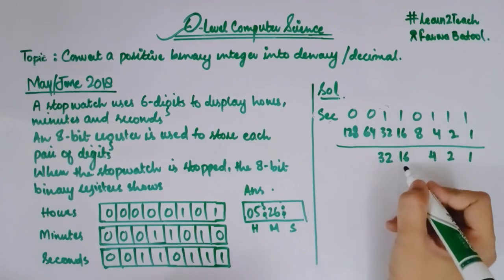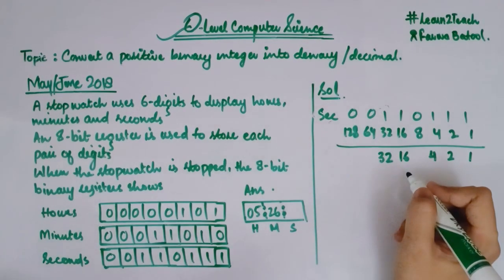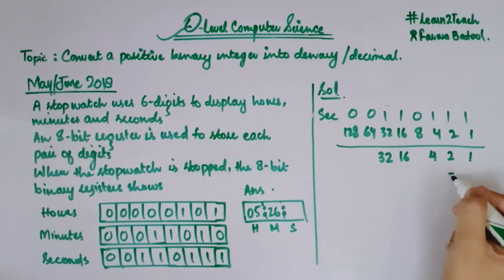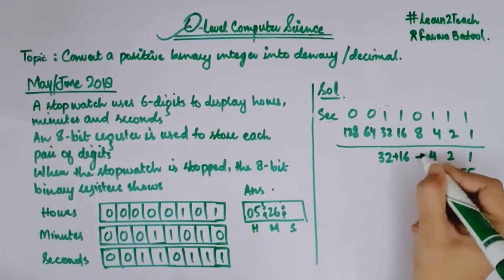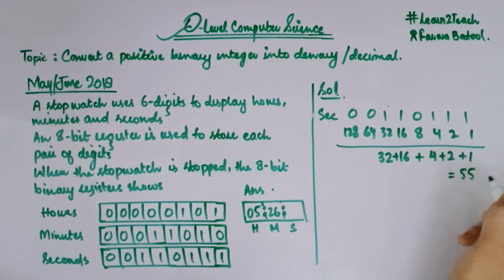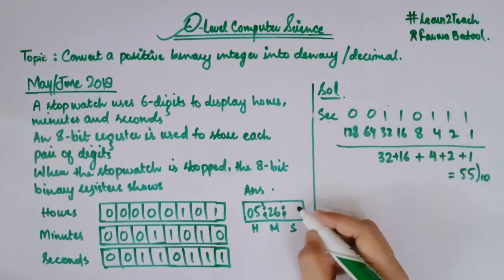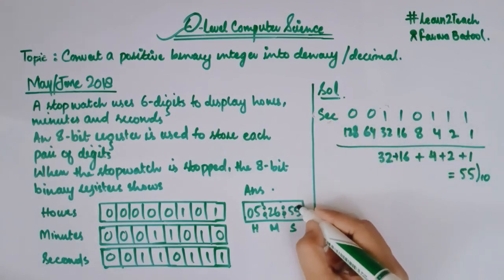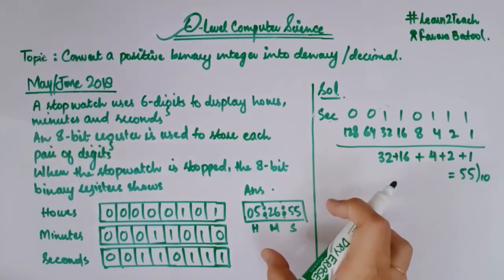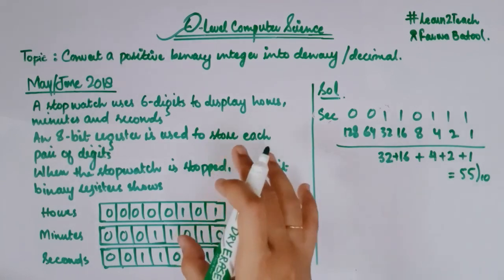So summing it all, it is 55, right? When you are going to sum this all, you will get a 55 decimal or denary number, right? So this is for second. I'm going to write it over here, 55, right? So this is the desired answer for this question, right?